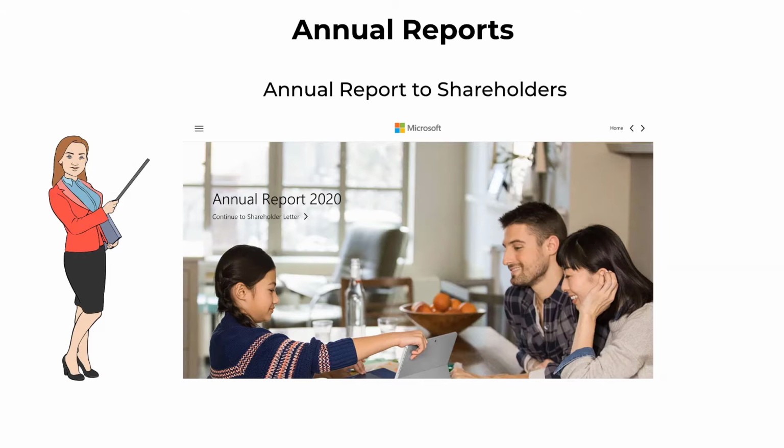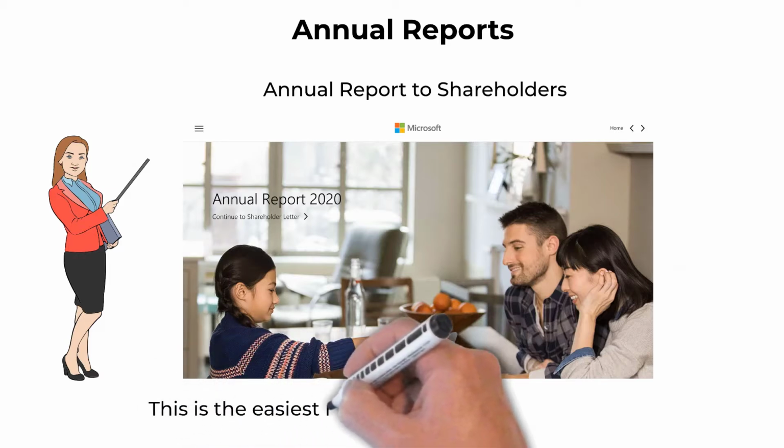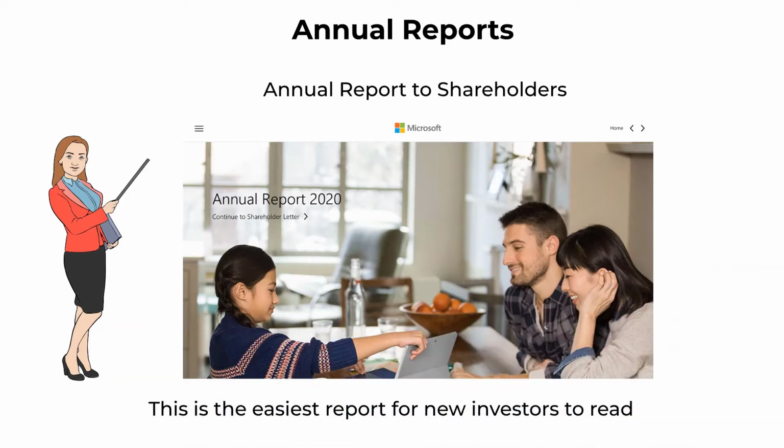The annual report to shareholders is used by companies to highlight their activities and to brag about their accomplishments. The report includes important financial information, but at times it has the look and feel of a glossy marketing document. Beginning investors should look at this report first in order to learn about a company they want to invest in. It is the easiest report for new investors to read.